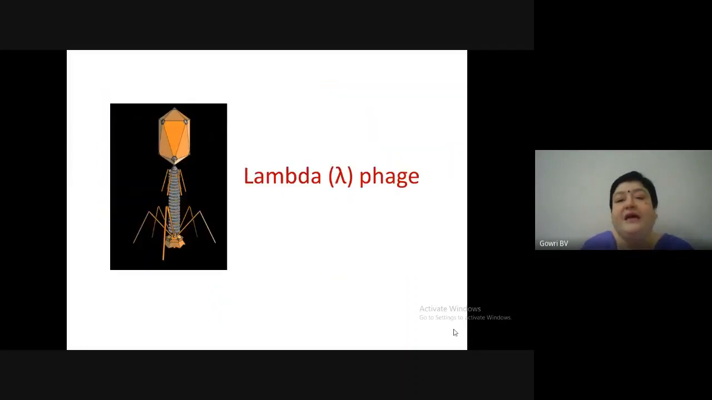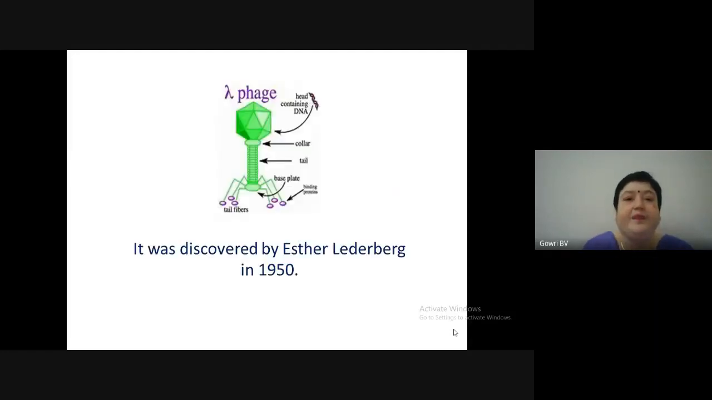We are going with the lambda phage first. Going to the structure of lambda phage. As I already mentioned, they are head and tail phage. The head is made up of capsid, which is proteinaceous in nature, bearing the DNA molecule. It has a collar, a body sheath and a tail with the base plate. The tail fibers are used for pinning the phage particle on the bacterial surface.